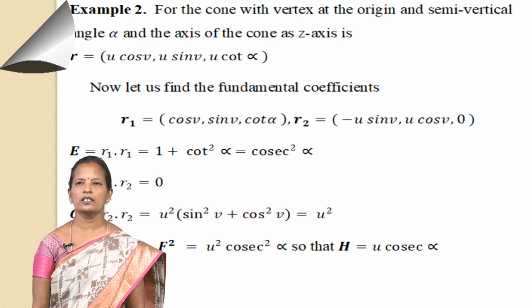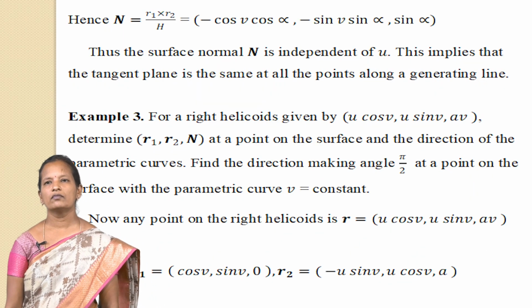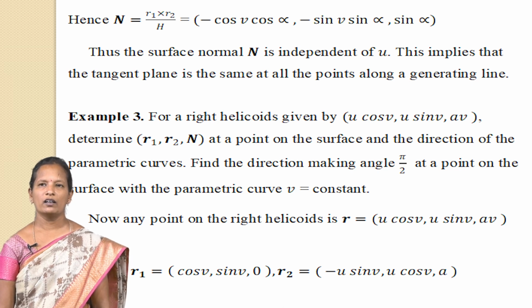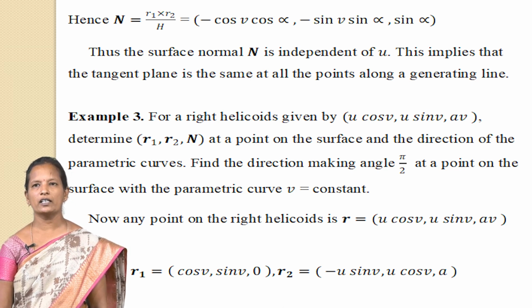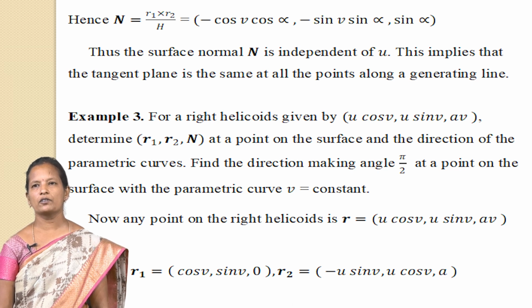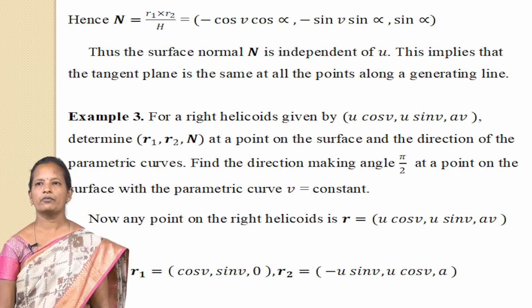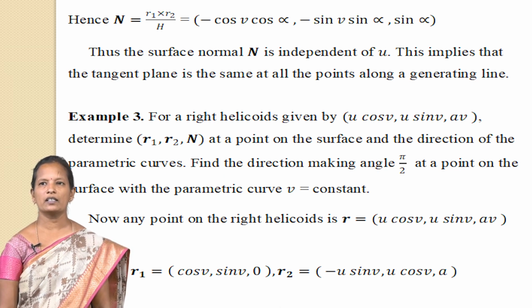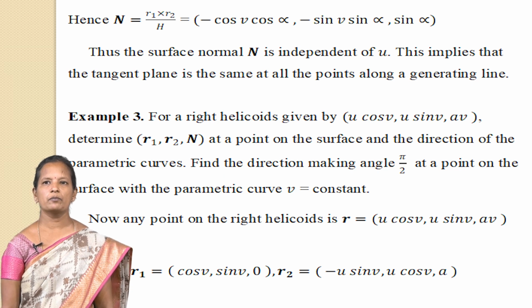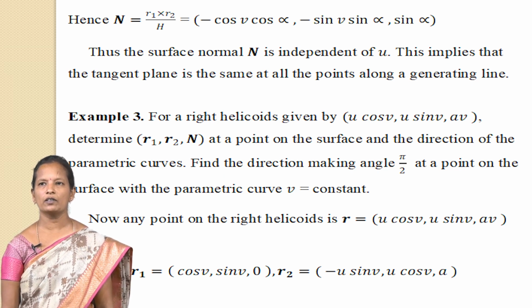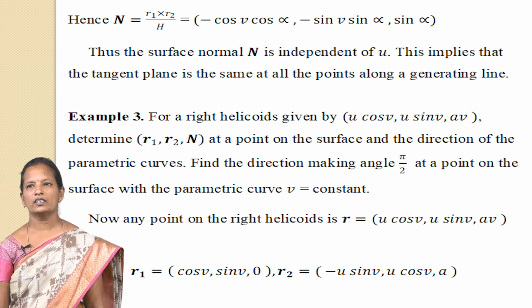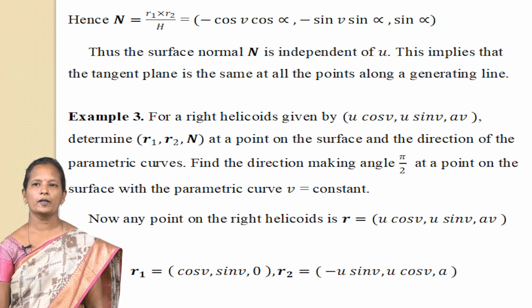Hence the N vector is equal to, what's the value for N? N is equal to the cross product of R1 and R2 divided by H. Yes, so R1 cross R2 divided by H gives minus cos V cos alpha, minus sin V sin alpha, comma sin alpha. Thus the surface normal capital N is independent of U. This implies that the tangent plane is the same at all the points along the generating line. Do you all understand, students? Yes. Shall we move to the next example?